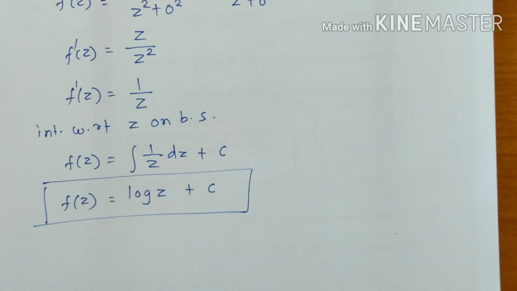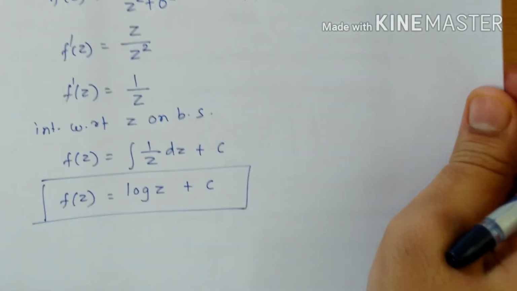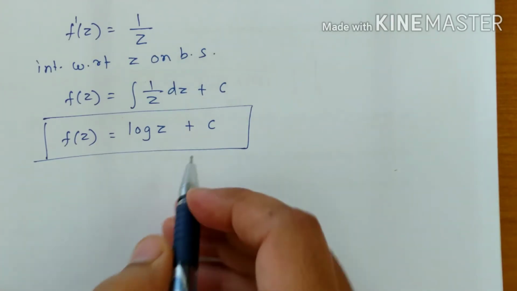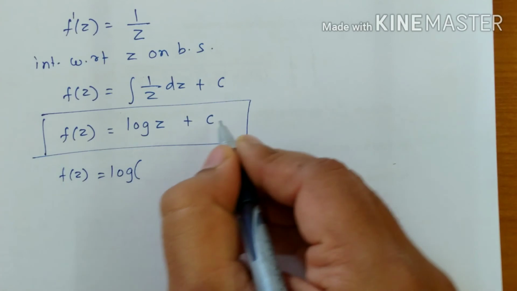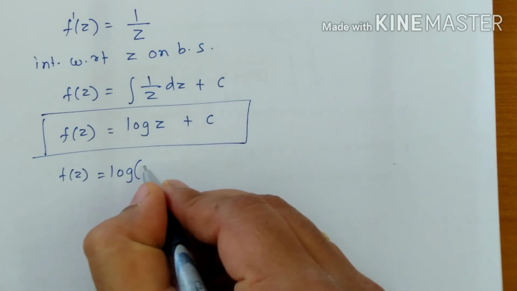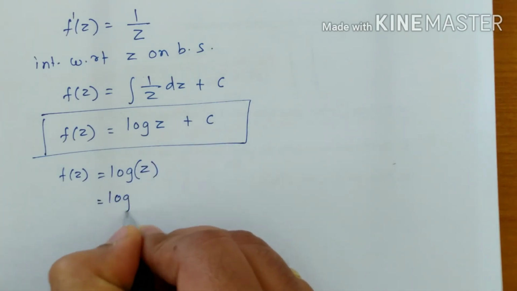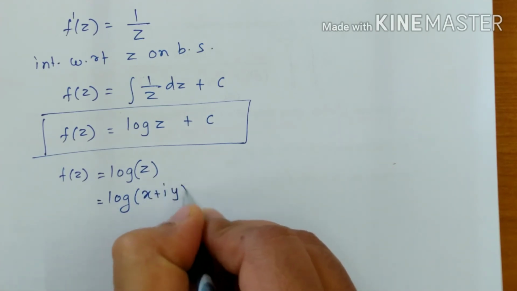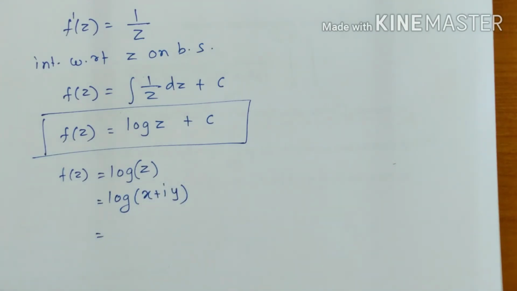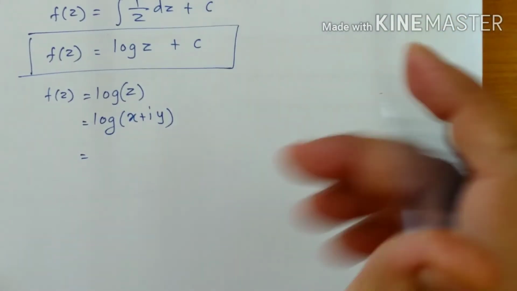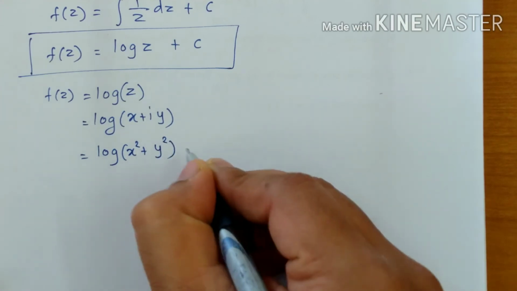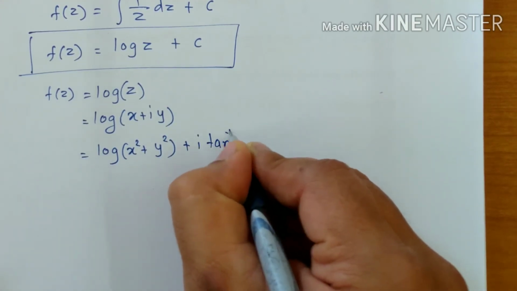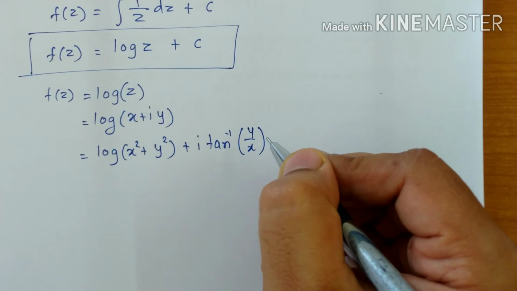Now further, if somebody asks you how you will test whether the v stands for the imaginary part of this, it's very simple. I just start with f of z as log z, considering that the integrating constant is 0 here. So log z is given as log of x plus iy, and by the logarithm of the complex number, one can give this as log of x square plus y square plus I times tan inverse of y upon x.